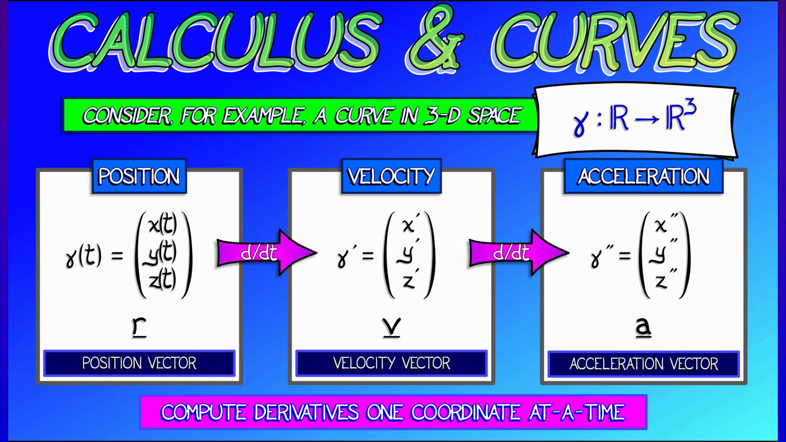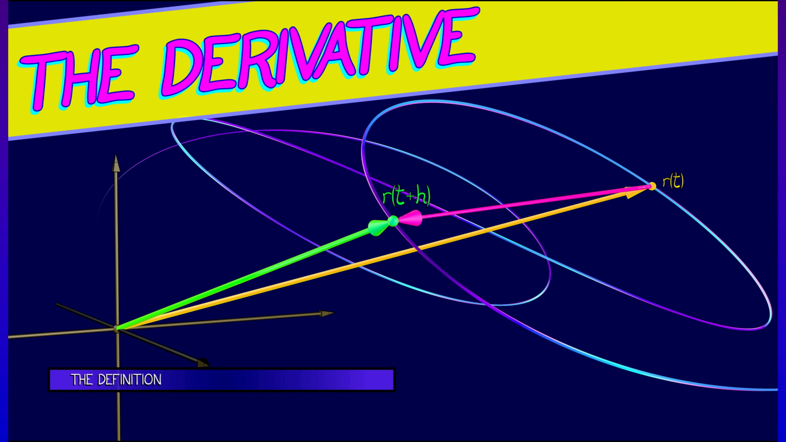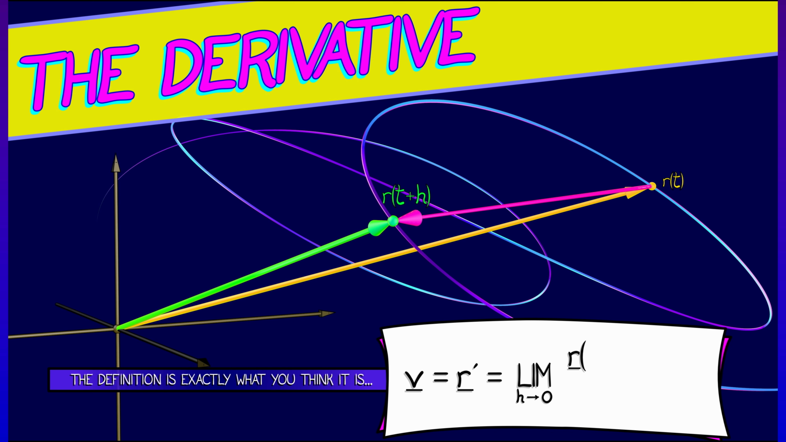Now, how do we think about these derivatives as vectors? How do we think about these geometrically? Well, the formal definition of the derivative of a vector-valued function makes sense. In arbitrary dimensions, the definition is exactly what you think. r prime of t is really the limit as h goes to 0 of r of t plus h minus r of t, divided by h.